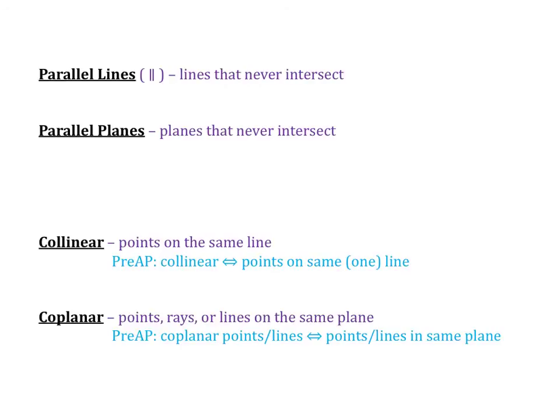Collinear points are points that lie on the same line. If you think about the word co-captain, it's more than one person sharing the role as captain. So collinear is more than one point sharing a line. Similarly, coplanar, it could be points, rays, or lines that are all on the same plane together.